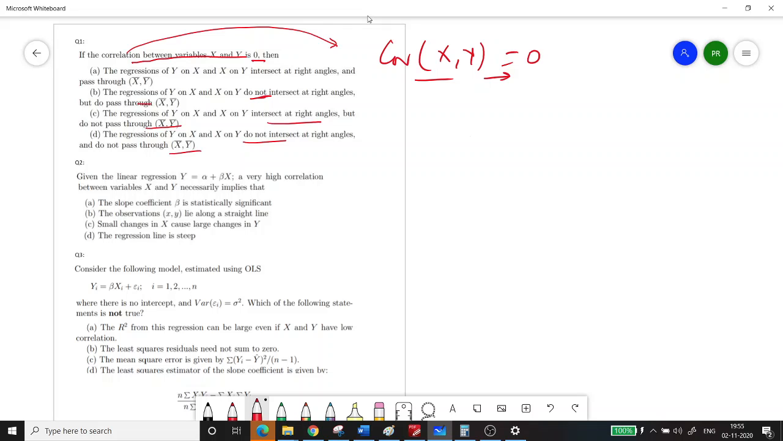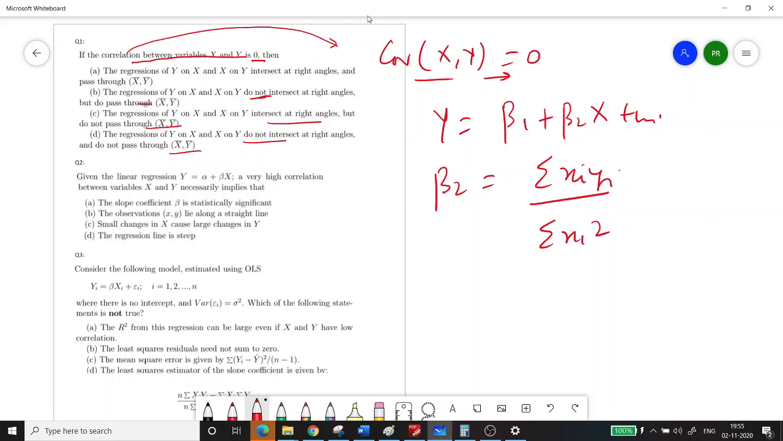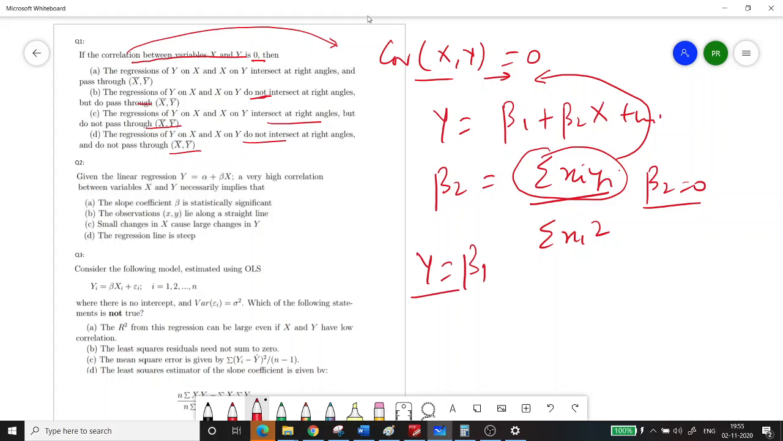So one thing to understand here is that if you have written the regression as y is beta 1 plus beta 2 x plus u, then your beta 2 is summation xi yi upon summation xi square. And this summation xi yi term is also the numerator of covariance xy. So this being 0 means your beta 2 is 0. So in that case, your regression becomes a constant line, y is equal to beta 1.